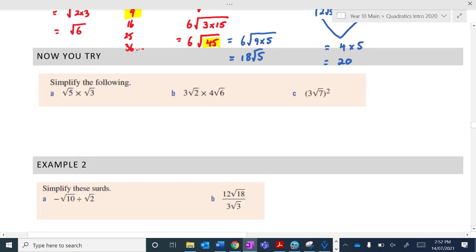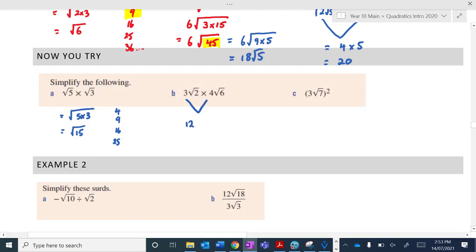Like before, root 5 times root 3 is indeed root 5 times 3, which is root 15. And because of 15, there are no perfect squares, 4, 9, 16, 25. None of those go into 15, so we know we can stop. So we're done there. Likewise, let's multiply the numbers out the front.